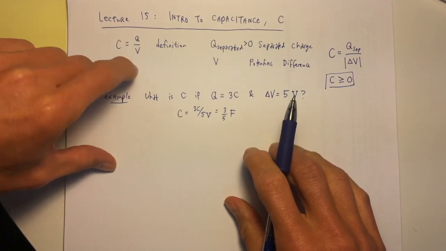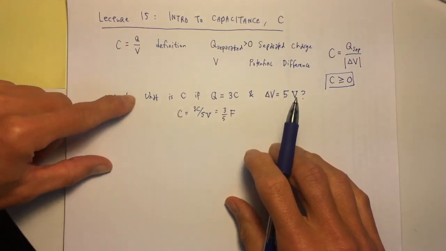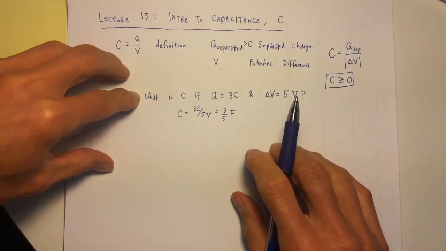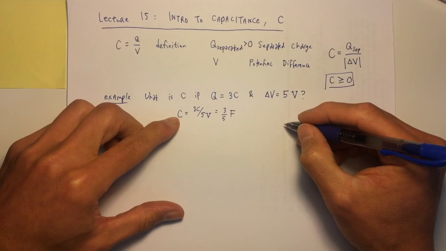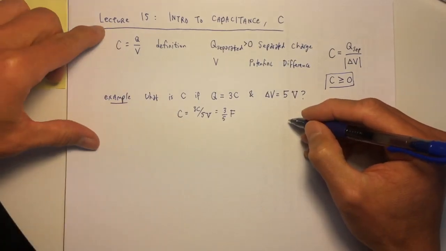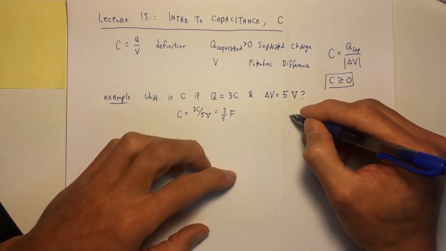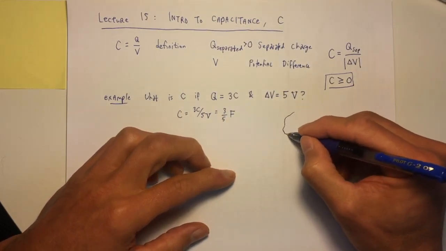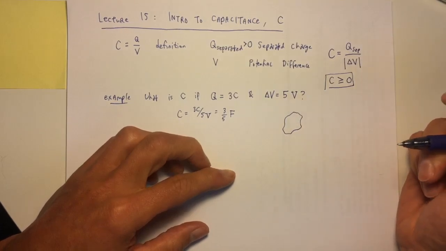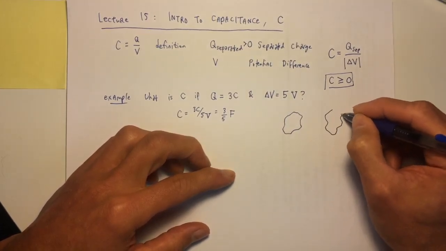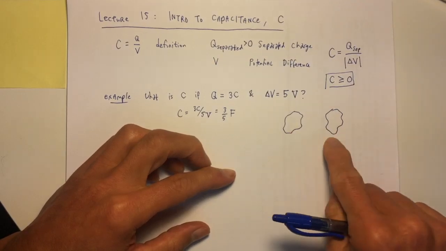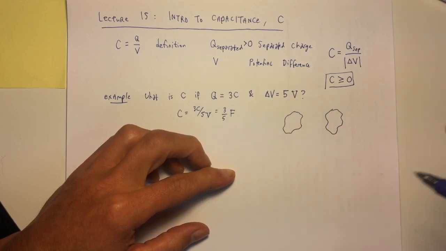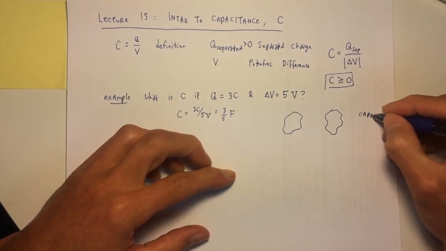So before I move on to my next example, which has one extra complication, let me draw a picture of this. Capacitance associated with 2 conductors. So here is a conductor, and here is a conductor. These 2 separate conductors, this is my capacitor.